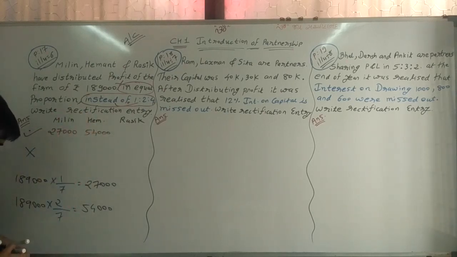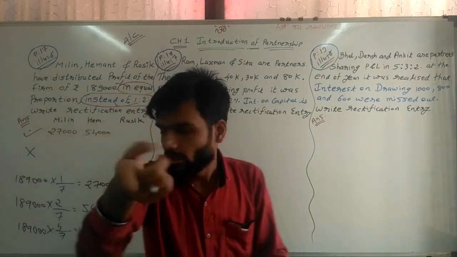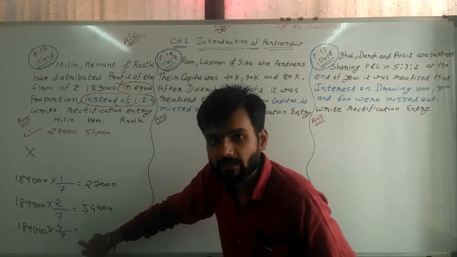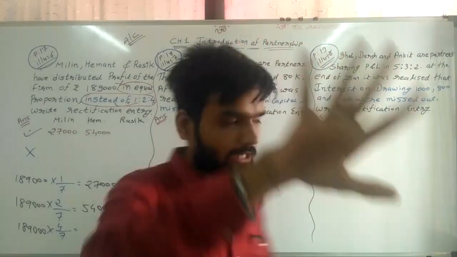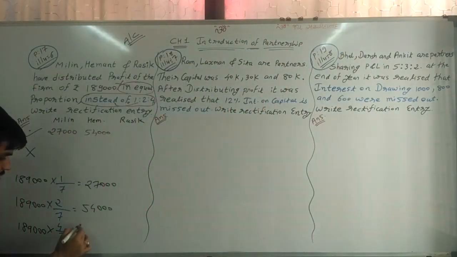Now for Rasik, the last one. 1,89,000 into 4 divided by 7. Again, if you want to calculate, 1,89,000 into 4 divided by 7, you will get 1,08,000.